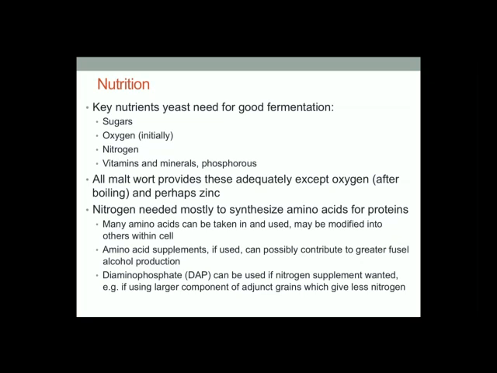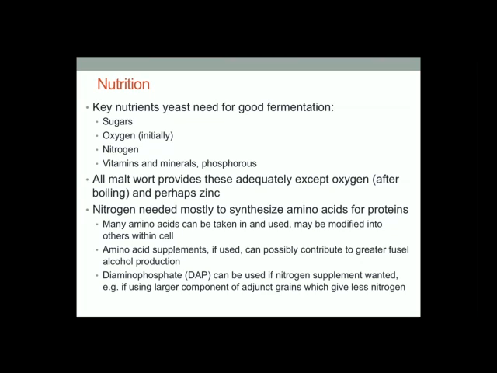And then lastly, let's look at some key aspects of nutrition. So yeasts are in need of, of course, some key nutrients, such as the right amounts of sugars. They initially need oxygen and nitrogen, and some vitamins and minerals that are important. And why are some of these important? Well, for malt-based wort, these are all provided, or they should be provided in adequate amounts. Certainly the sugar and nitrogen, the vitamins and minerals should be present. After you've boiled the wort, you're not going to have enough oxygen, so that needs to be added.